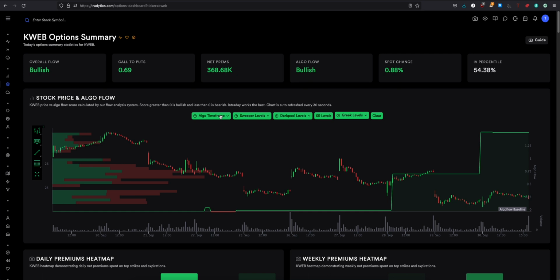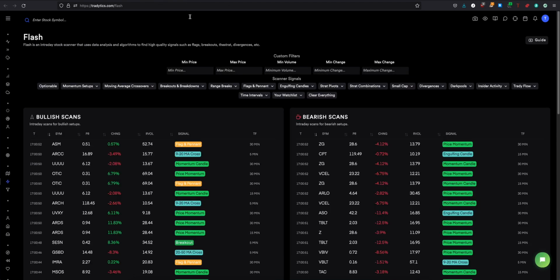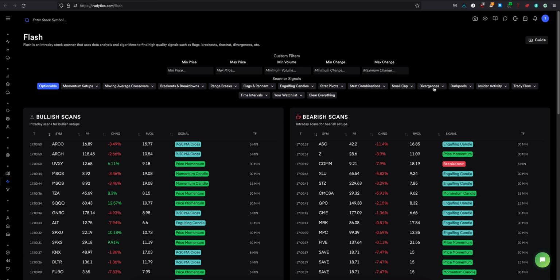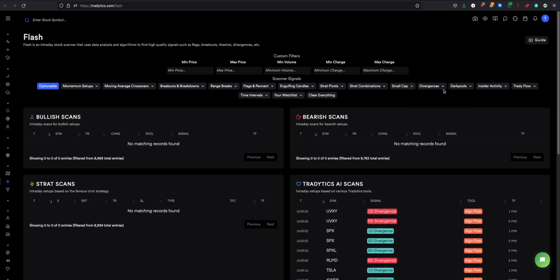And how do you find these intraday? Well, there's another tool that Traditics has called Flash, and it's an intraday stock scanner. And to look for divergences, first you're going to want to select optionable, and then you're going to go over to the divergences tab and select Algo Flow divergences.